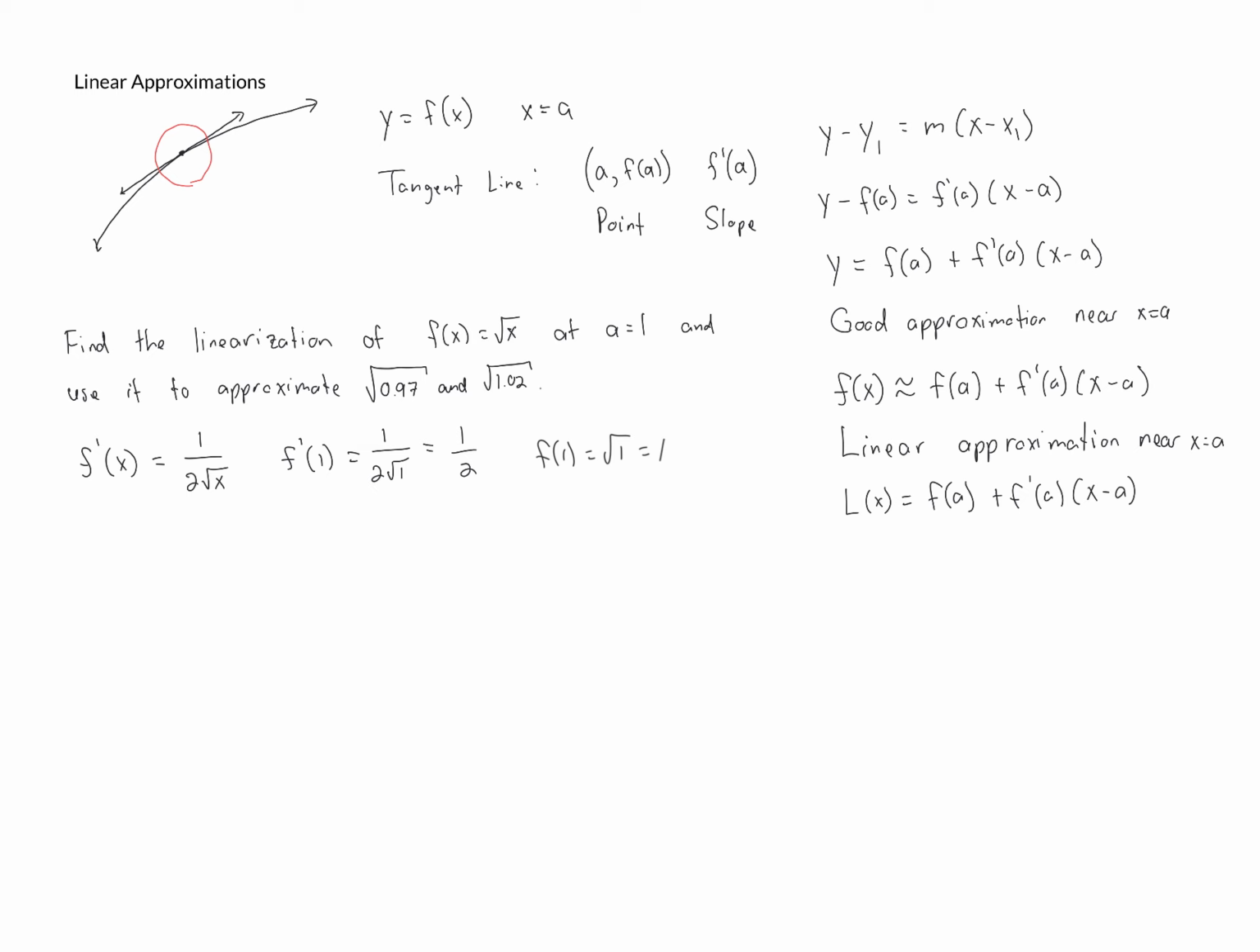So we can use that to get our linearization here. The linearization is given by f of 1, which is 1, plus f prime, which is 1/2, times x minus a, which is 1. And we can distribute that 1/2, so it's going to be 1/2 x minus 1/2. And if we want, we can put this in slope-intercept form, 1/2 x, and then 1 minus 1/2 is 1/2. So our linearization is 1/2 x plus 1/2.